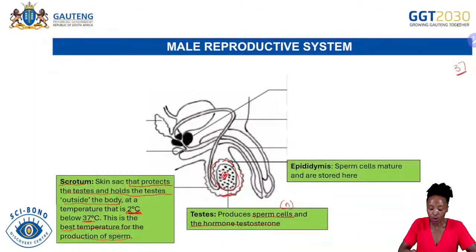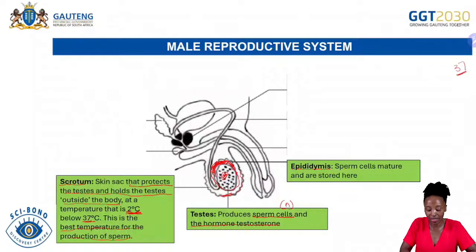Then from there, we have what is called the epididymis. This structure here at the top is like a lot of coiled tubules on the outside of the testes, which is the epididymis. What is the function of this structure?